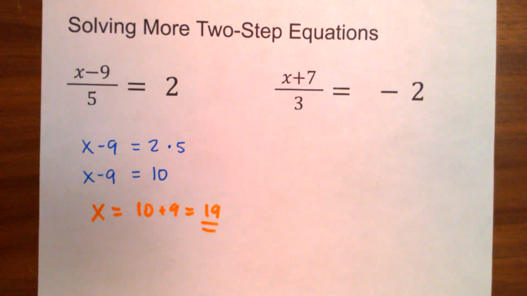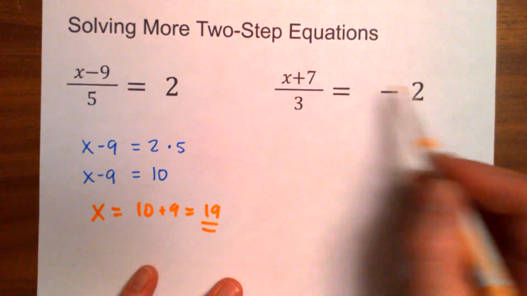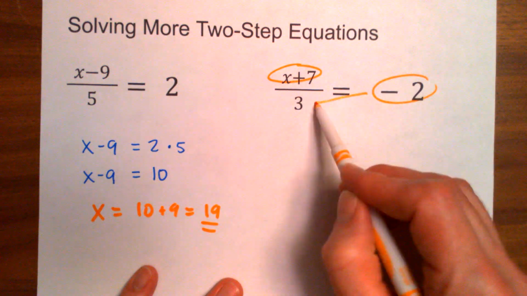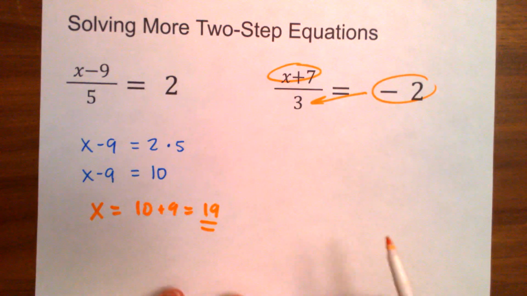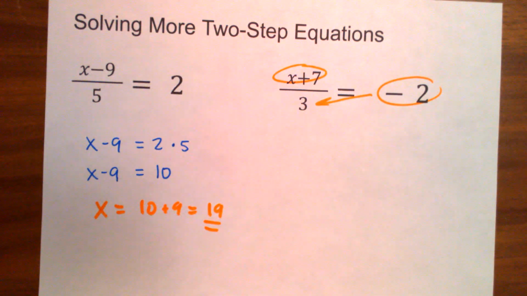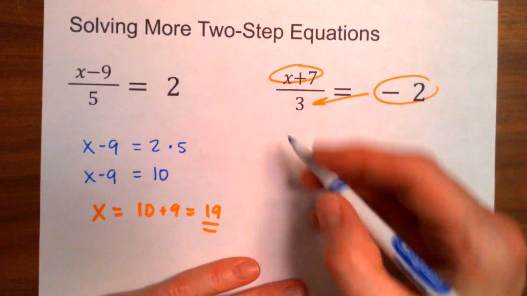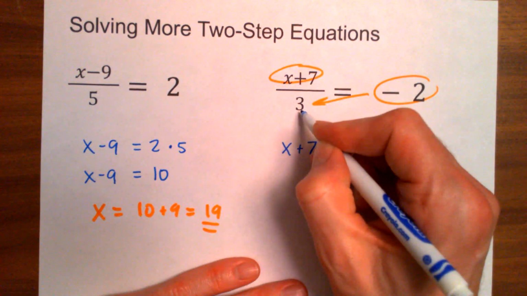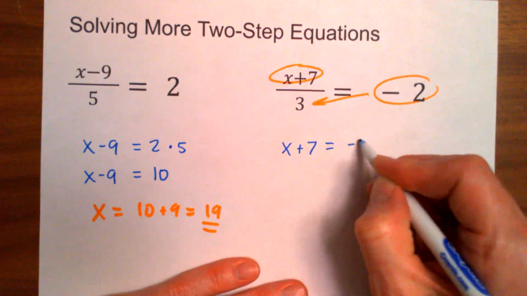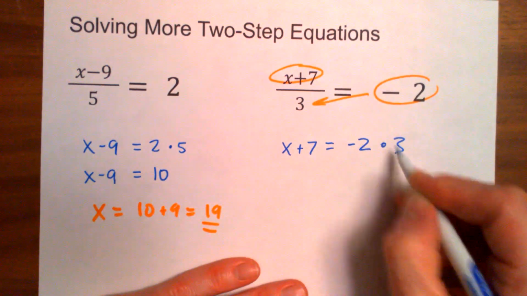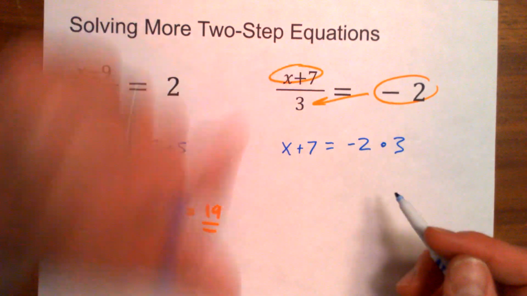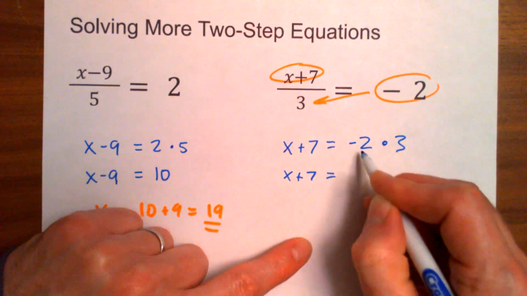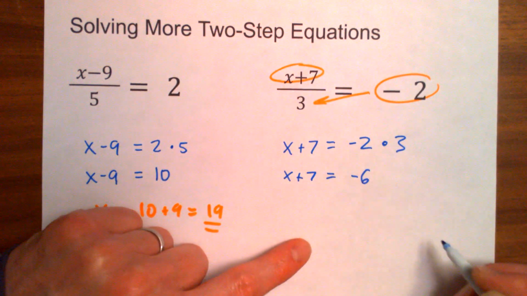What about this one here? So what I'm going to do is take a look at this. I know that whatever this is, this up here on top, it must be equal to this number multiplied by this number. So I can say, switching colors, that this x plus 7, this thing on top, divided by 3 is equal to negative 2. So negative 2 times 3 must be equal to the term on top, x plus 7. So x plus 7 is equal to negative 2 times 3, that's negative 6.